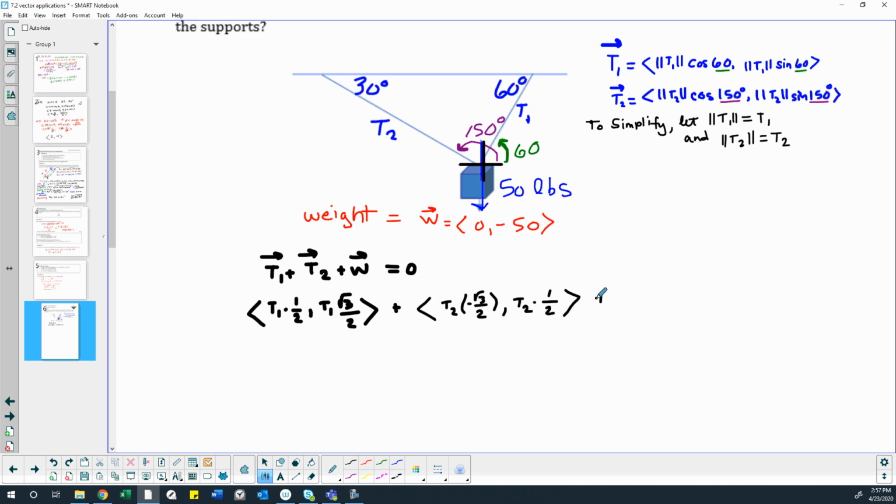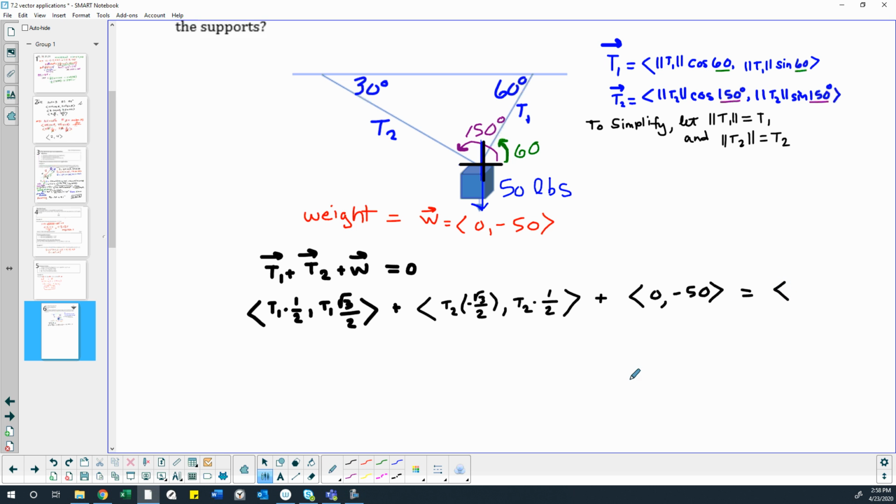Okay. Then if we add that to our weight vector, 0, negative 50, we call it negative, of course, because if our xy axis is here, it's going downward. Our vertical distance magnitude is 50. And together we want that to result in 0.